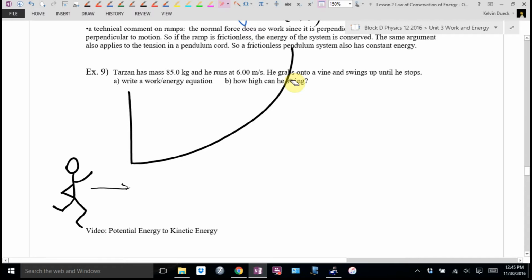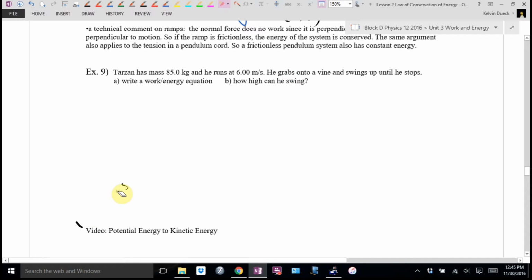Here's my question. Is there a change in height? Is there a change in speed? Is there a yucky, curvy path? I know what I'm thinking about using. He grabs onto a vine. He swings until he stops. Probably that there is going to be important. I'll use that. It says write a work energy equation. Although it says write a work equation, I'm going to use conservation of energy.